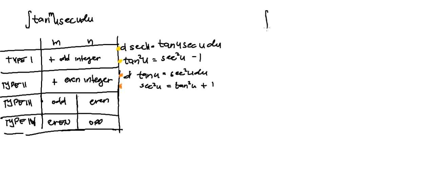Right, so now we have the integral of tangent cube x secant 4x dx. Okay, so let's analyze first which type this is. It is a combination of tangent and secant. So our m is an odd number, while our n is an even number. Okay, so we have odd and even, so we are under type 3.